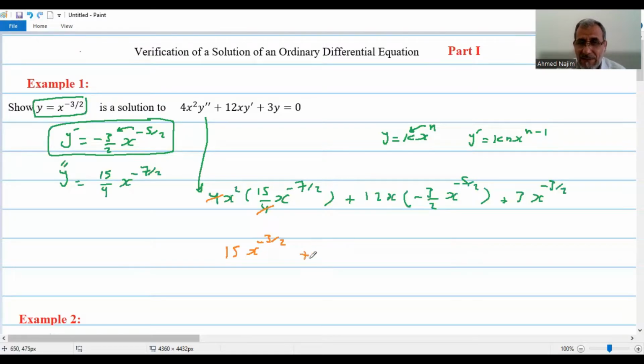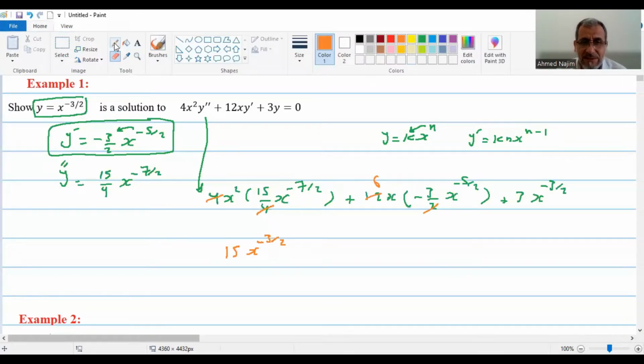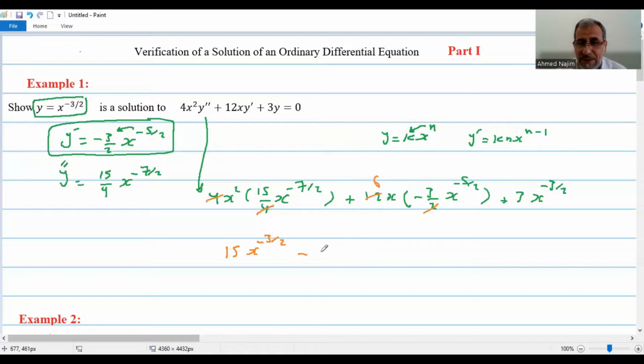Plus now, 2 with 12 gives 6, times negative 3, so this one will be minus. Minus 6 times 3 is 18. For x, I have x power 1 times x power negative 5 over 2. We add the exponents: 1 plus negative 5 over 2 is negative 3 over 2. So I have x raised to the power negative 3 over 2. Plus 3x to the negative 3 over 2.